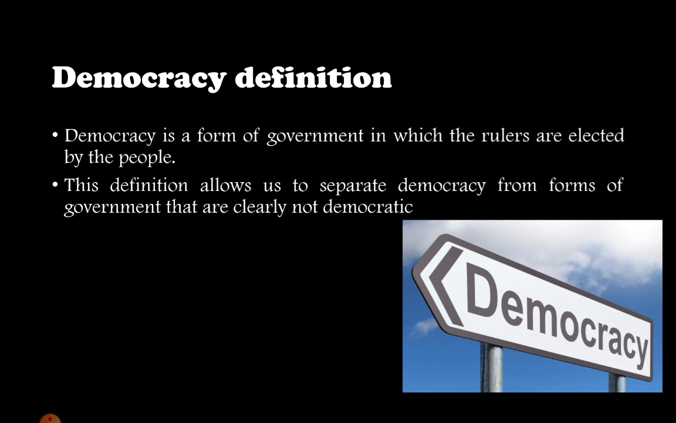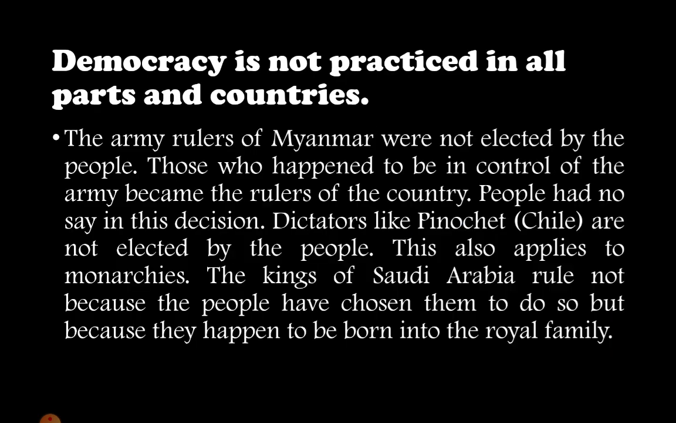It is a form of government in which rulers are elected by the people. So it is a form of government where we are electing the rulers and they are in turn ruling us. It means there is no such game of ruling by inheritance or family generations. It is not like that. We only choose one person who can rule us. This definition allows us to separate democracy from forms of government that are clearly not democratic.